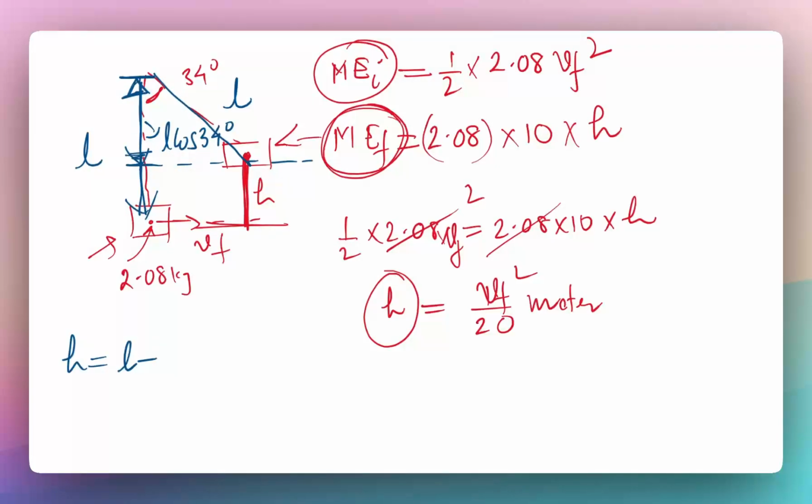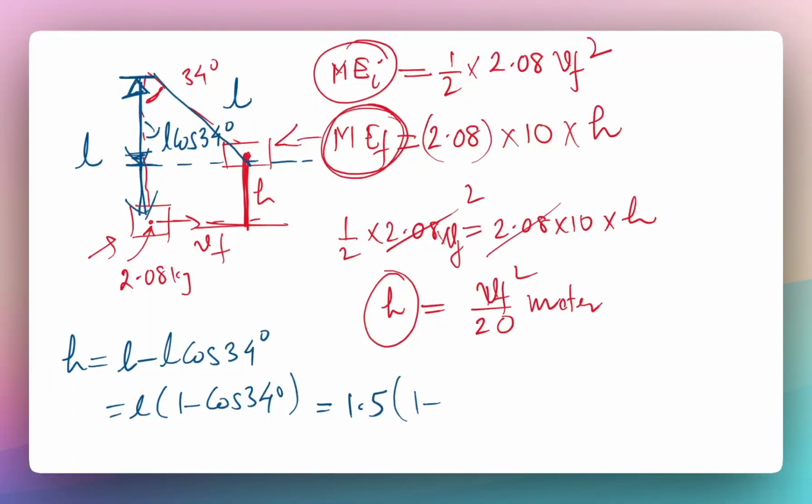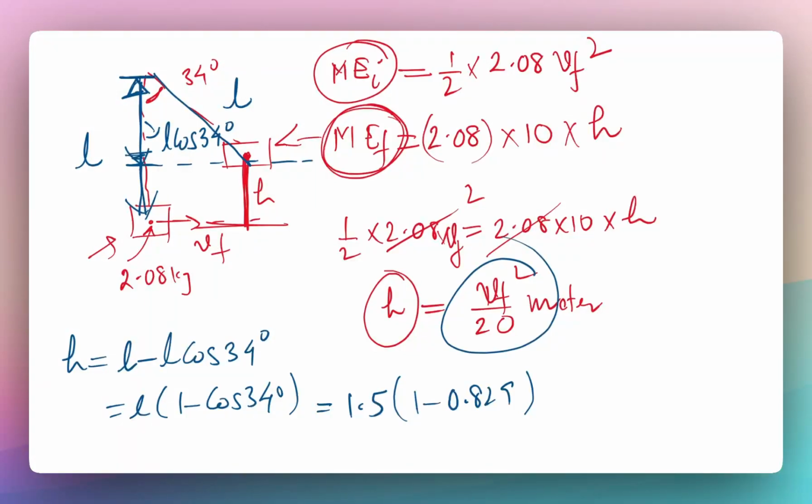h is going to be the total length from here to here, which is L minus this height. Can you see that? It will be L cos 34. Okay. So L we can take out common, which is 1 minus cos 34. L has a value which is 1.5, right? Into 1 minus cos 34 is 0.829. Okay. And that is our h. Now we can put it over here and we'll get, so let me write 1.5 into 1 minus 0.829, right? Is going to be equal to Vf square by 20.